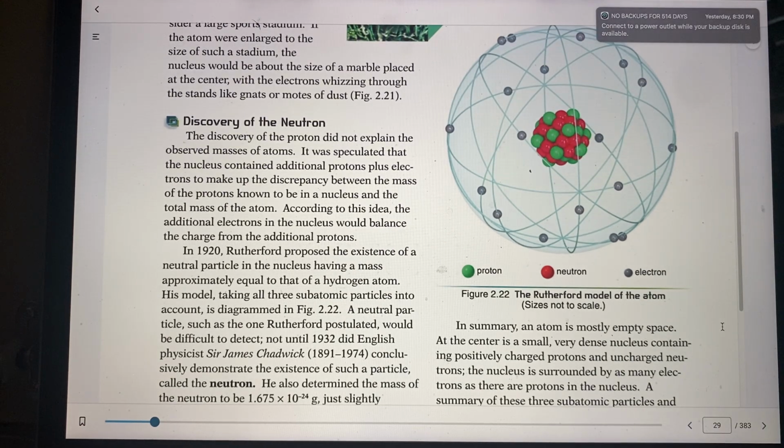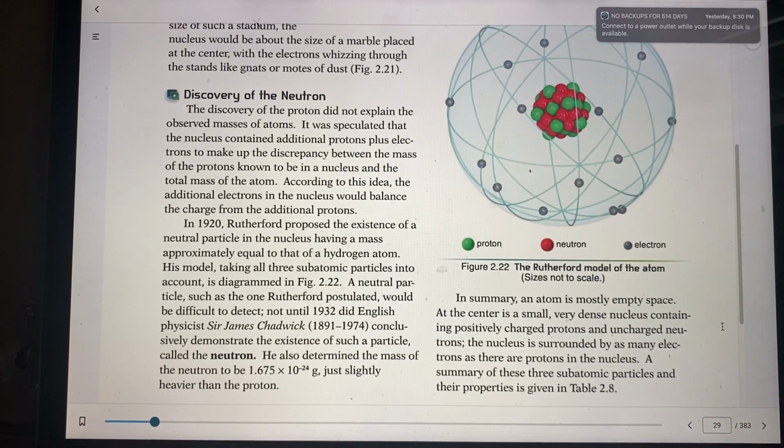Here we have the protons, the green ones, with positive charge. Neutrons are neutral, and electrons are on the outside. In summary, the atom is mostly empty space. At the center is a small, very dense nucleus, right? And this small, dense nucleus is surrounded by as many electrons as there are protons.